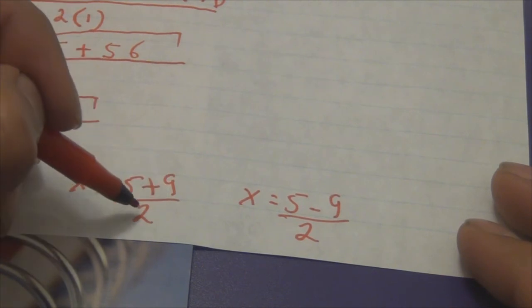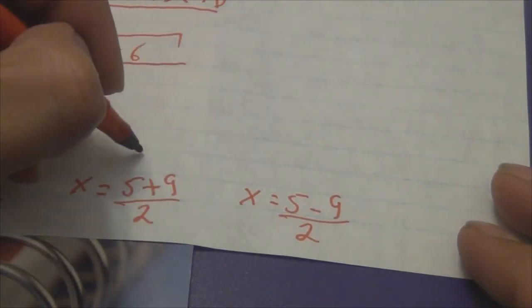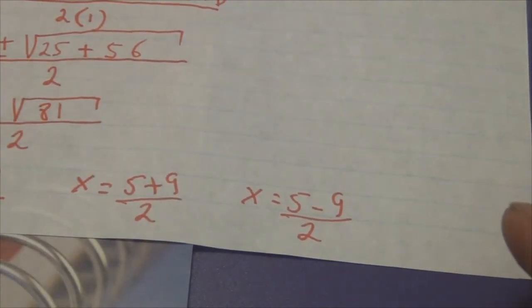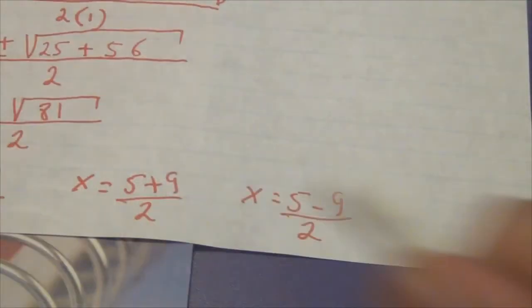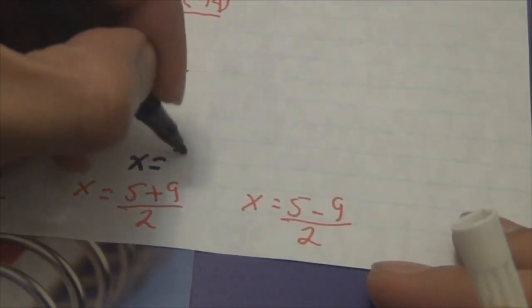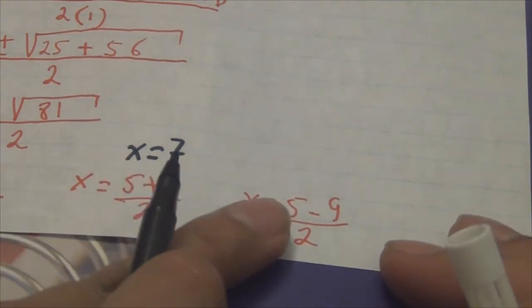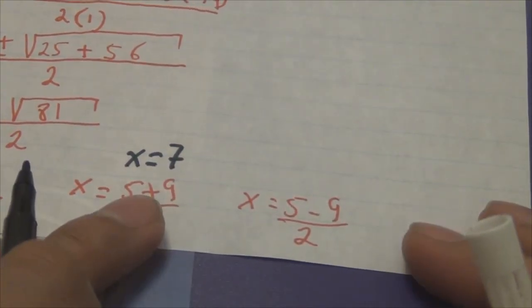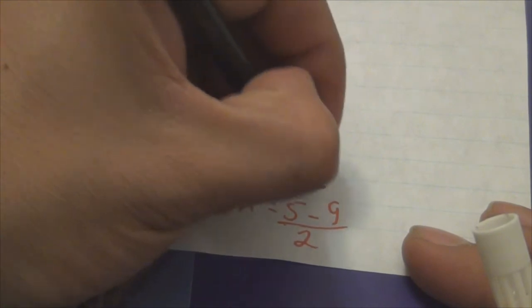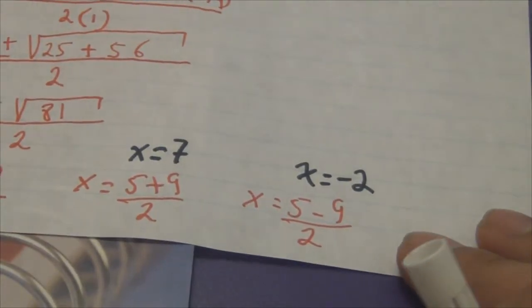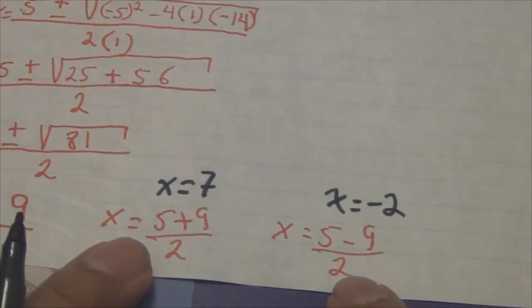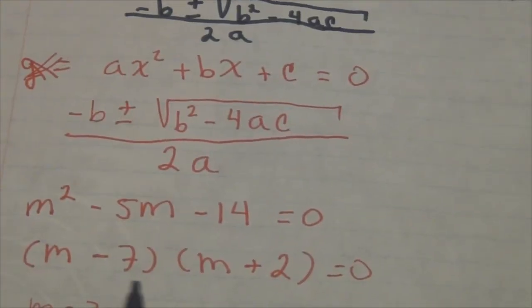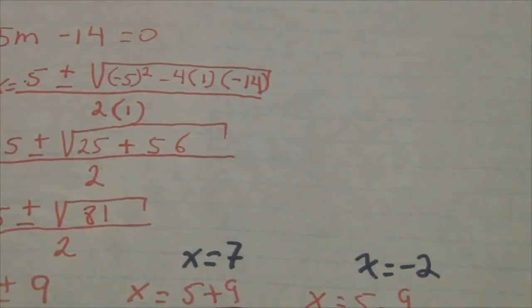So let's see now. 5 plus 9 is 14 divided by 2 is 7. So that makes this answer x equals 7. And now here 5 minus 9 is negative 4 divided by 2 is negative 2. So once again, we use the quadratic formula and we end up with the same thing over here. You see, the same answers that we got here, we got over here. Alright, let's do the next problem.